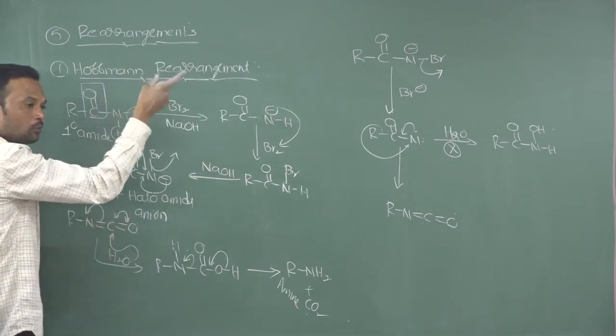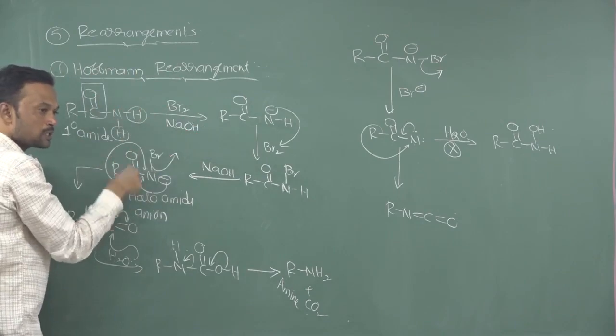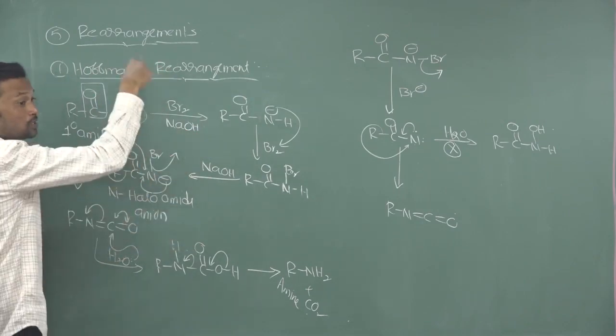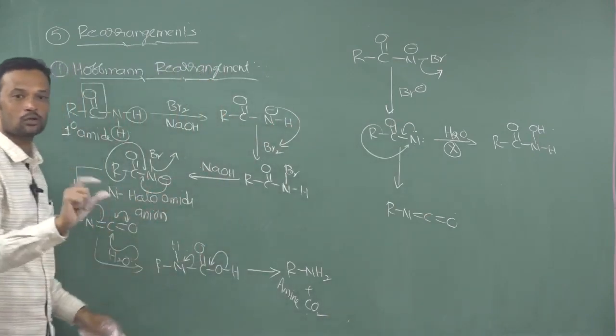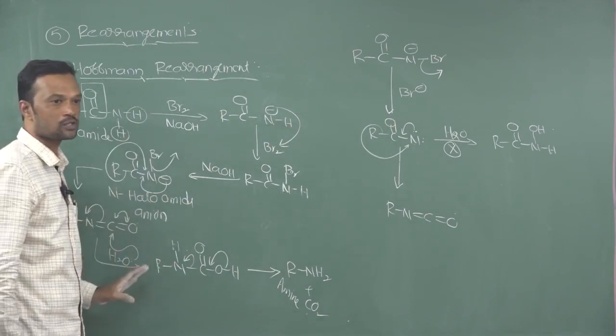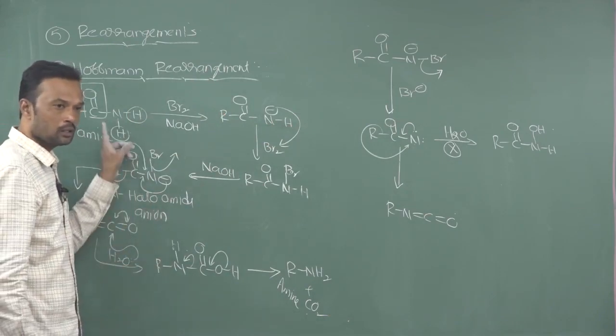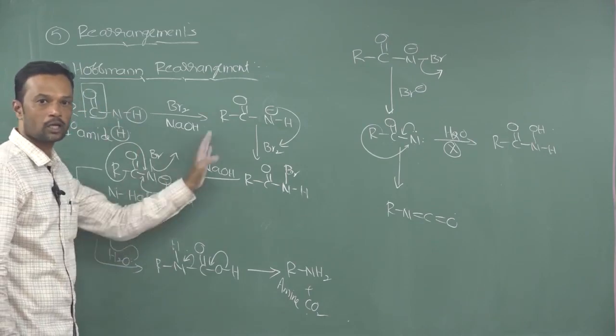There, loss of N2 and migration of R take place simultaneously. Here, loss of bromine and migration of R take place simultaneously. There the intermediate is unable to trap, here also the intermediate is unable to trap. Like that you need to compare so that you can remember very easily. If you know the Wolff rearrangement, very easy. And if you know the Wolff rearrangement, Hofmann degradation is also very easy. No need to remember, directly you can attempt the questions.